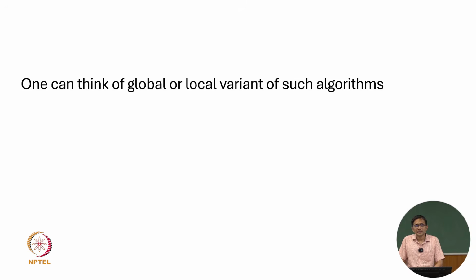One can also think of global or local variants of such algorithms, those algorithms that we just talked about, like background modeling and PCA-based modeling. So one can think of global or local variants. Of course, the notion of global or local is based on the context of the spatial information, right?